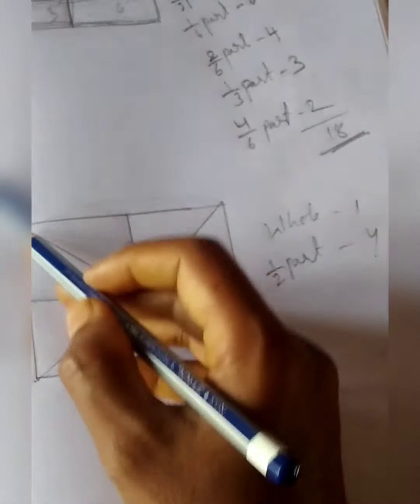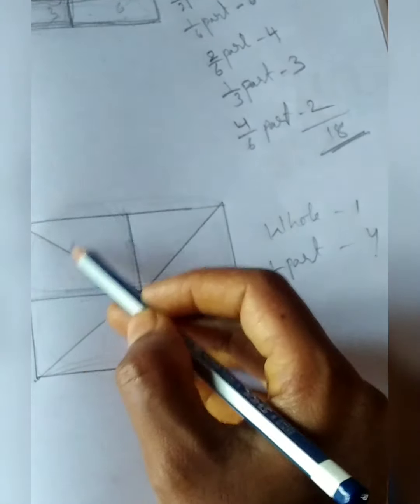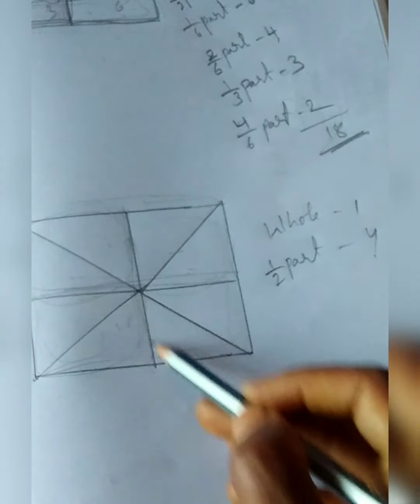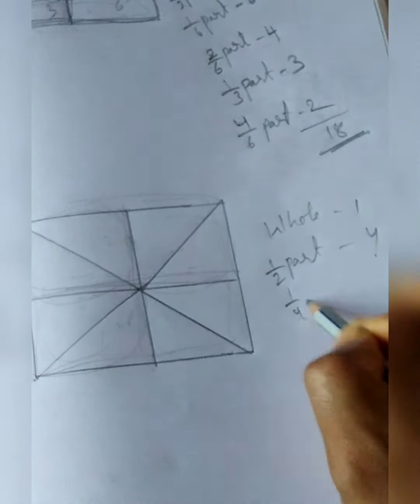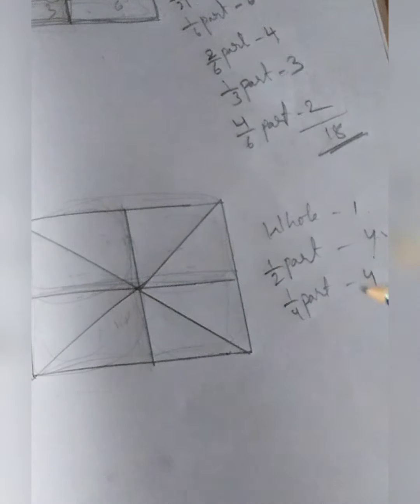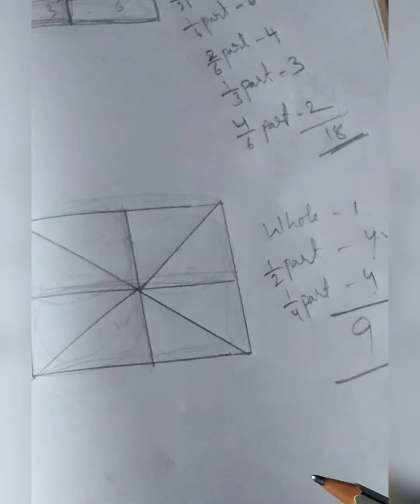And next 1/4 part. It means if you divide the total rectangle into 4 equal parts, this is 1 part, this is the second part, this is the third part, this is the fourth part, right? So how many 1/4 parts do you have? 4. So 1 plus 4, 5. 5 plus 4, it's 9. So total 9 rectangles in it.